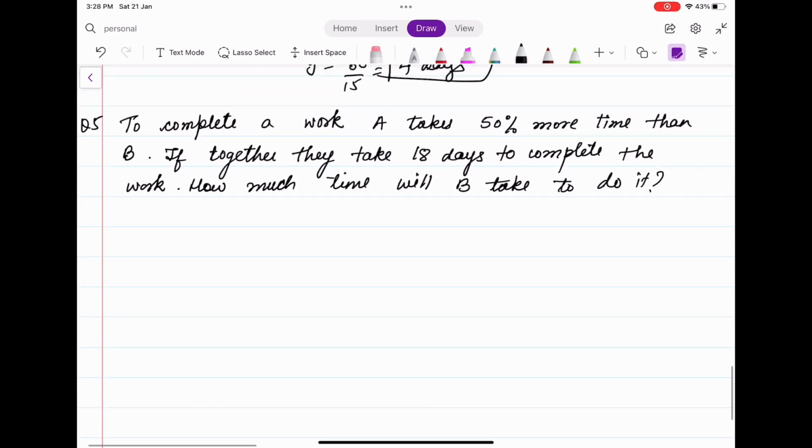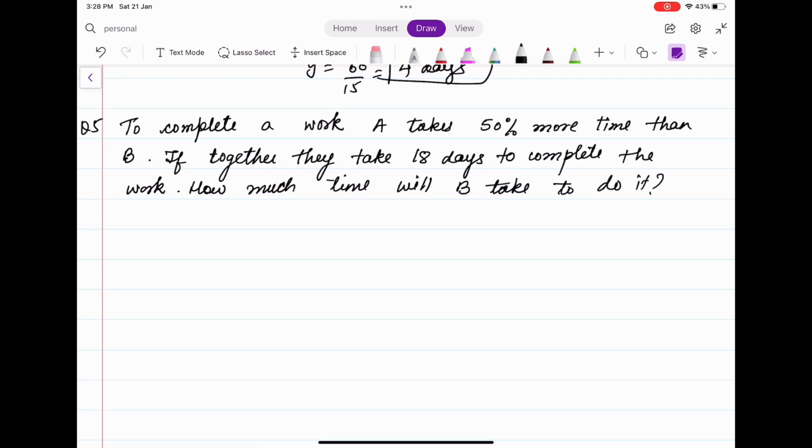Okay, let's move on to another question on time and work only. To complete a work, A takes 50% more time than B. So if B takes X days, then A will take X plus 50% more. That means 50 upon 100 into X. That is X plus X by 2. That is 3X by 2.